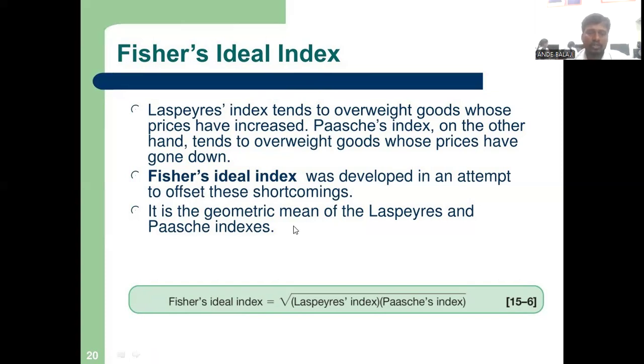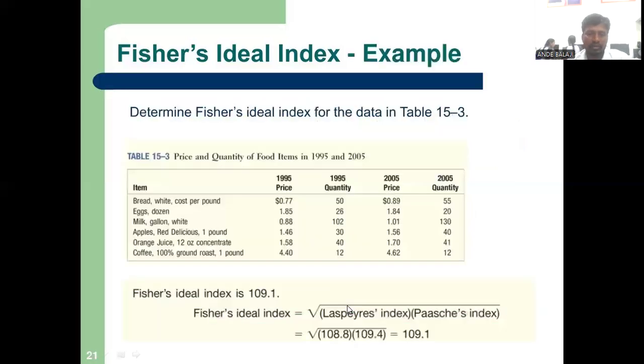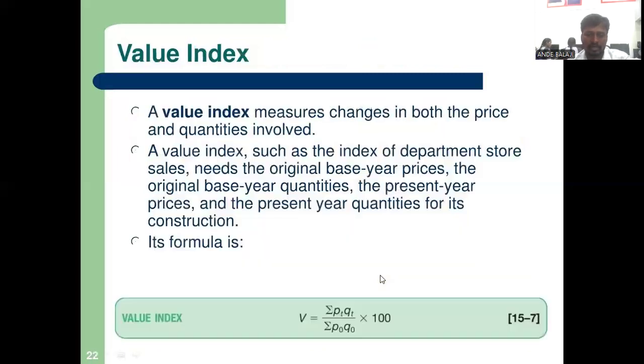It is the geometric mean of Laspeyres' and Paasche's indices. The formula of Fisher's index number is the geometric mean of Laspeyres' index and Paasche's index number. If you take the geometric mean of Laspeyres' and Paasche's, you obtain Fisher's index number. This is an example of Fisher's index number, and you can calculate it directly.